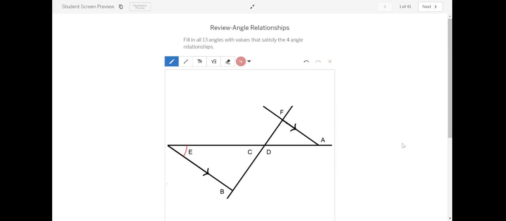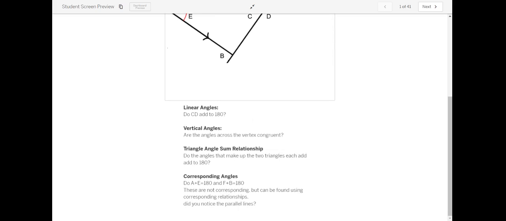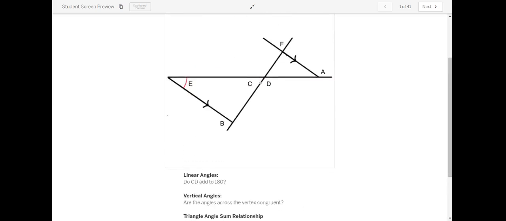So for the first one, this is a review from our test question. There are 13 angles to fill up here, and you have to satisfy the 4 angle relationships, okay? So we have linear angles, which add up to 180. Vertical angles are across the vertex, which are always going to be the same.